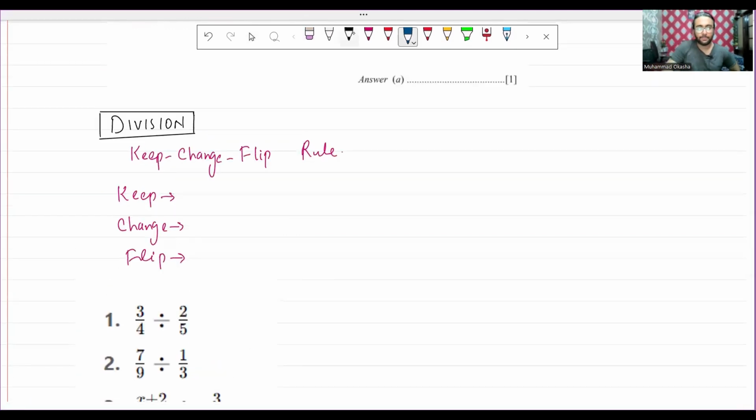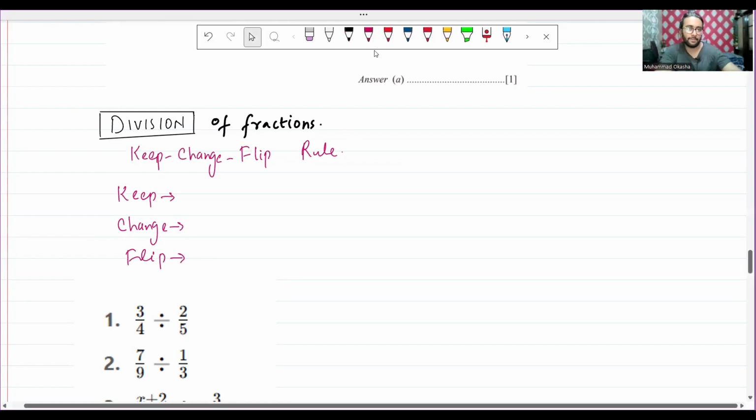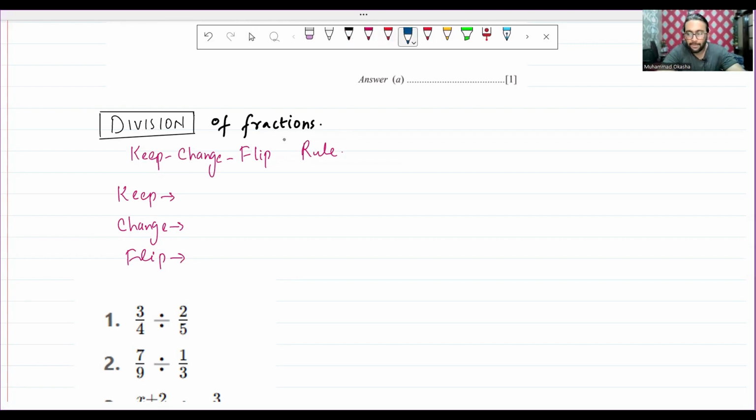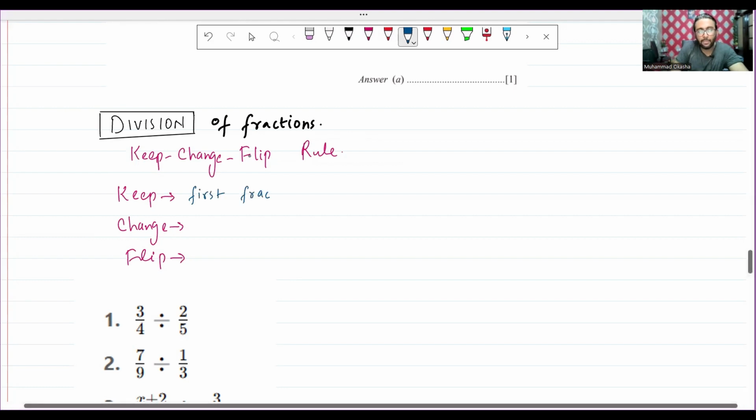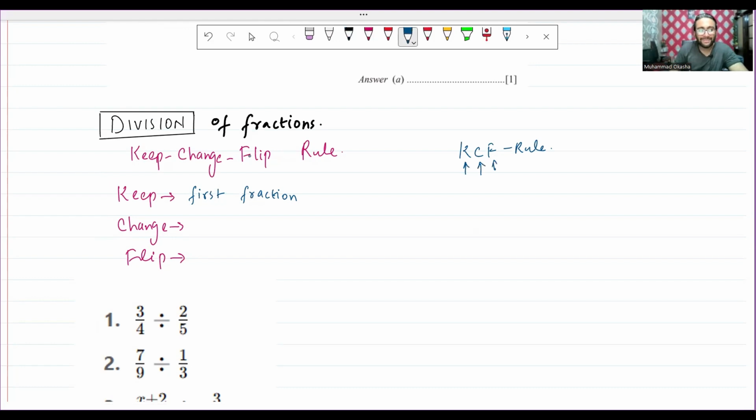Division of fractions, actually. It's not that bad, it's just a bit different. Fractions don't like to be divided, so what we do is we convert division into multiplication. We keep the first fraction the same. The rule is, I call it the KCF rule: keep, change, flip. What does it even mean? Let's write that down first.